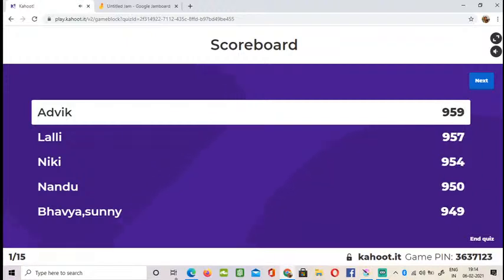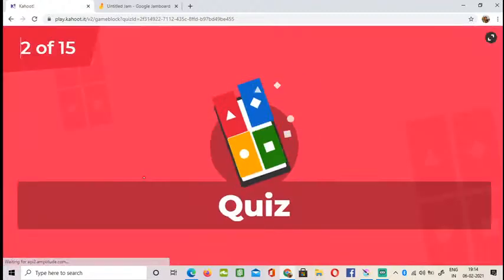Advik is in first, good, Lali is in second, and Nikki is in third. Nandu, Bhavya and Sunny are the runner-ups. So good about that. Do I have any message? I think no. Now let's see the second question.